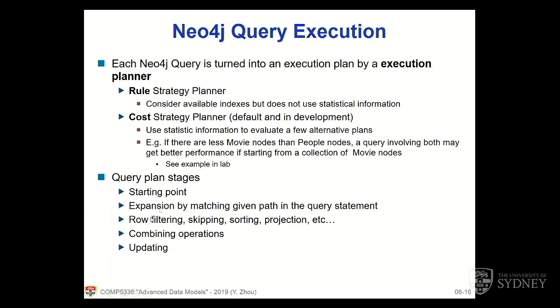and see if we can match the patterns in the query statement. After that, we probably do filtering, or we might do the filtering before, if we have conditions on the properties of the nodes or relationships. Then we do skipping, sorting and other things, and we may have to combine some operations. Later, if it's an update query, we may need to update things. So these are the typical stages most queries will need. Let's see them one by one.